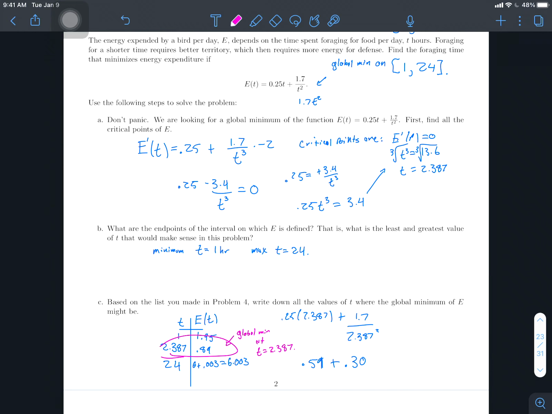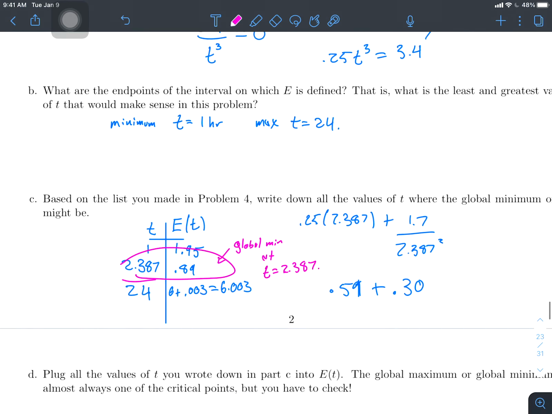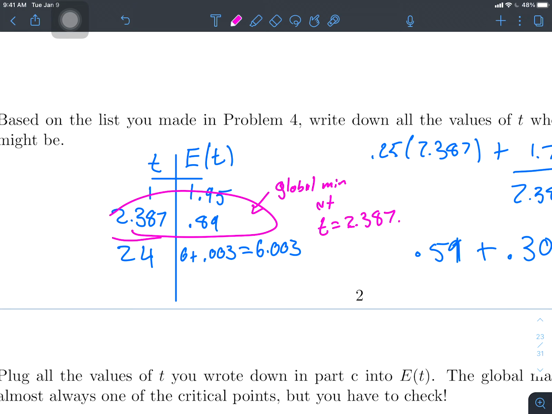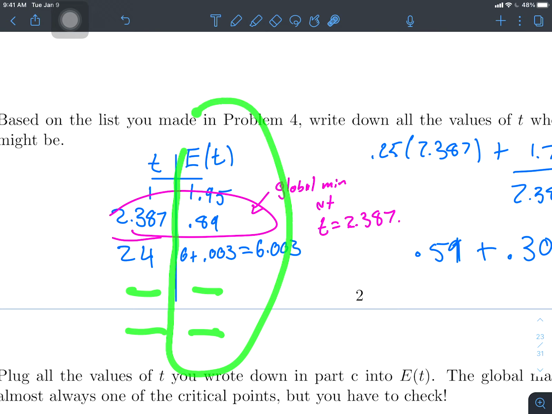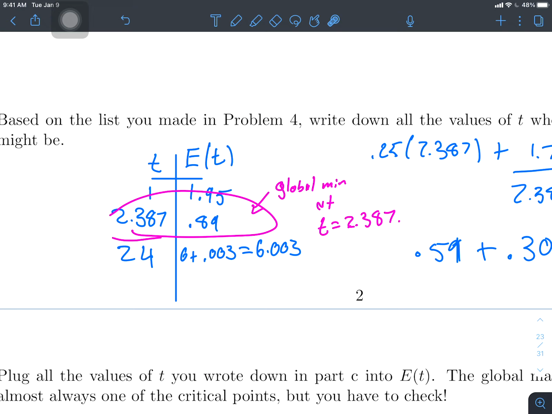If you had more critical points, like say you had 2 or 3, would you then have to verify which ones are the local mins and maxes? No, I would just have to put them also in this table, and I'd get more numbers here and here and here, right? But all I'm doing here is checking what is the smallest number among these. Good question. Any other questions, Brendan?